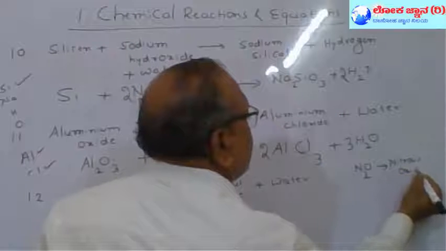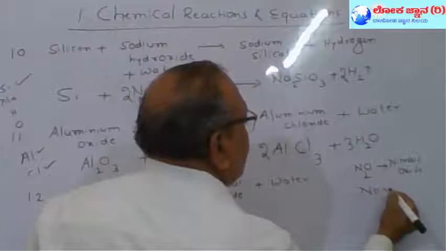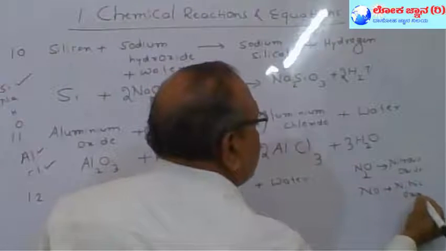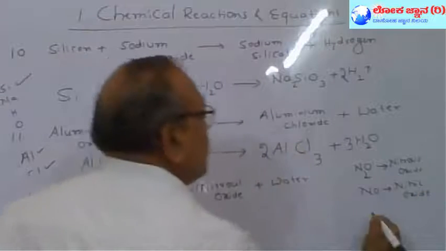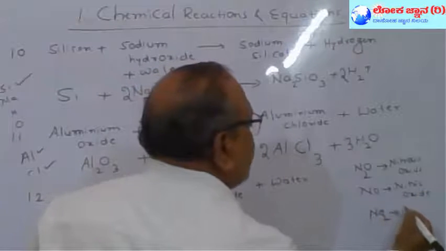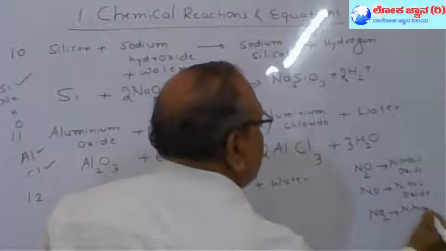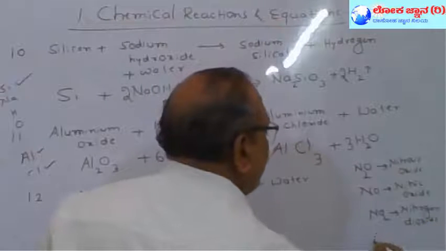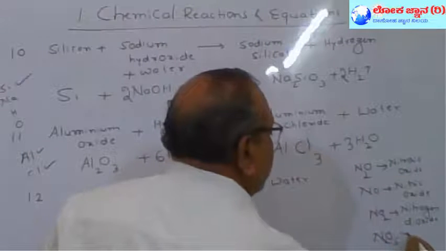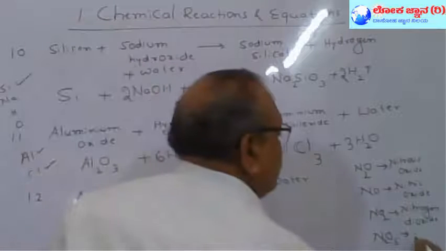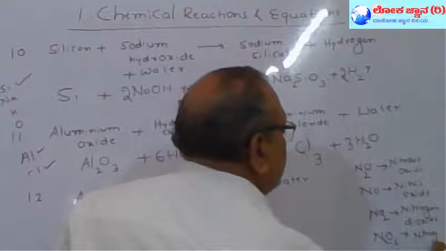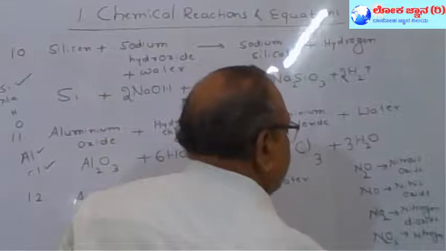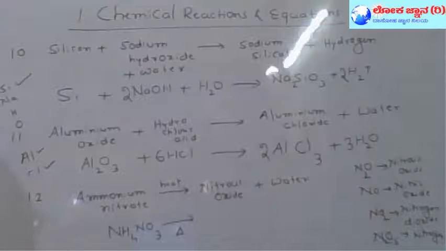Nitrous oxide. Another one is NO. NO is called a nitric oxide. Important compounds, note them down. Nitric oxide. NO2, it is called a nitrogen dioxide. What is it called? Nitrogen dioxide. Right? N2O5 is called nitrogen pentoxide. Nitrogen pentoxide. Some oxides you will come across.